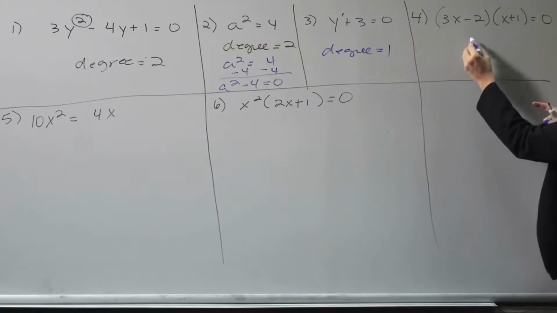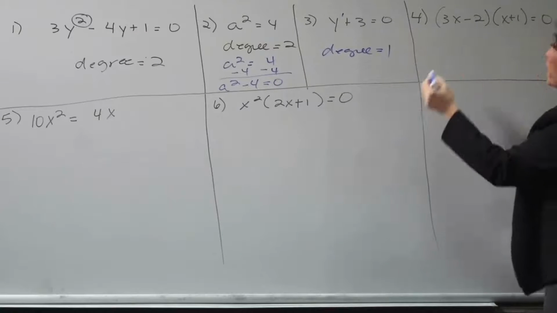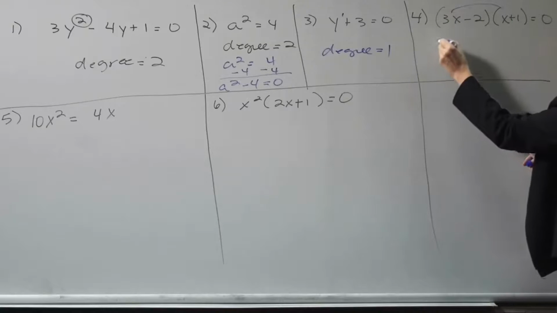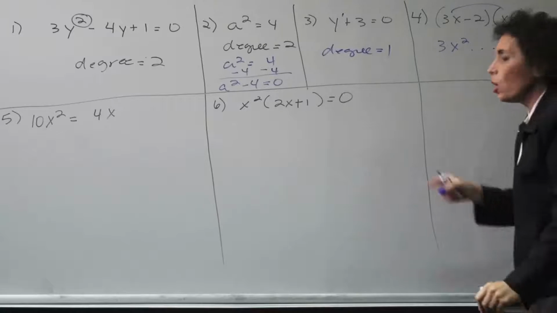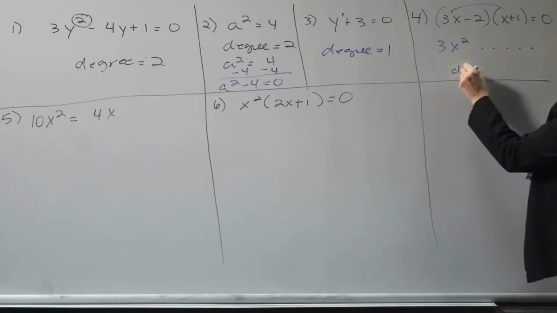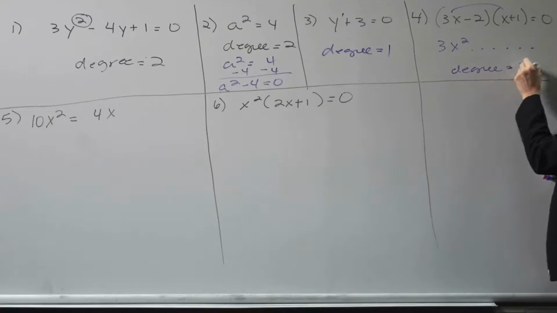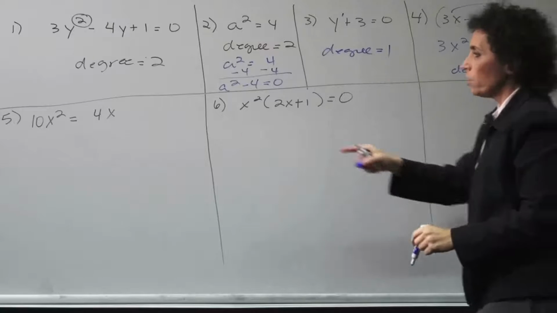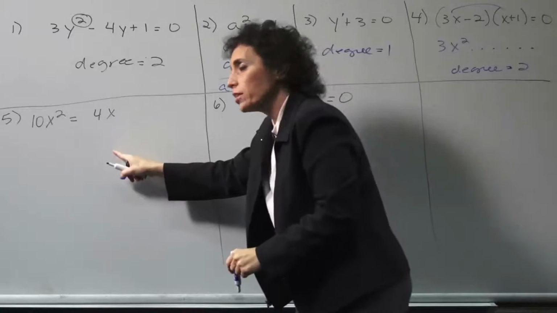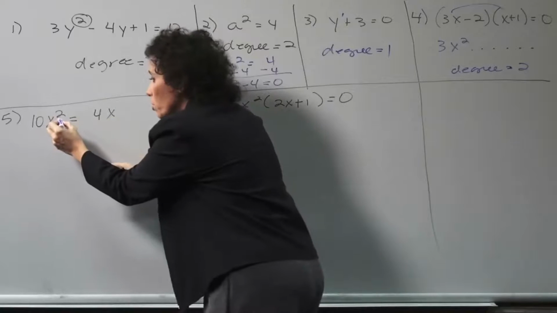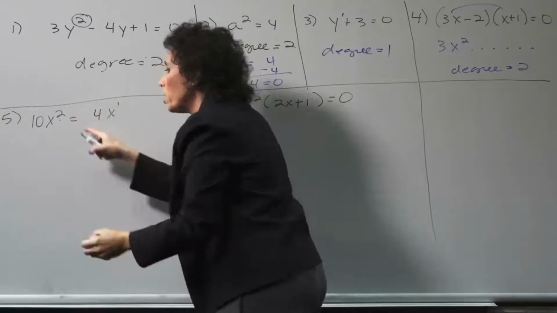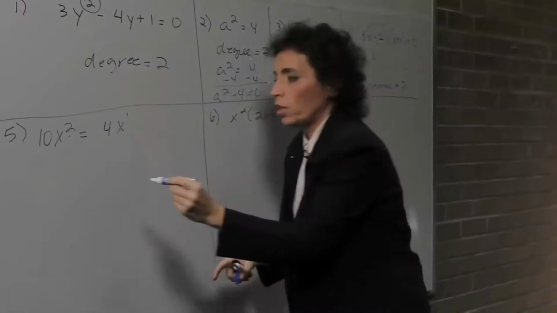If we simplify this, if we FOILed it or distributed it, we would get here, and I'm not going to do the whole thing, but we would get 3x squared. So that degree is also 2. Take a look down here. This is also a degree of 2, because this degree is 2, this degree is 1, so the whole degree is 2.